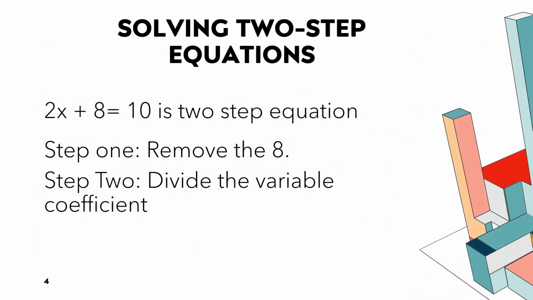Here is our first example. The problem is 2 times x added to 8 equals 10. The first step is isolating the variable term. There is an 8 attached to it with addition. Since the opposite of addition is subtraction, we remove it by subtracting 8.